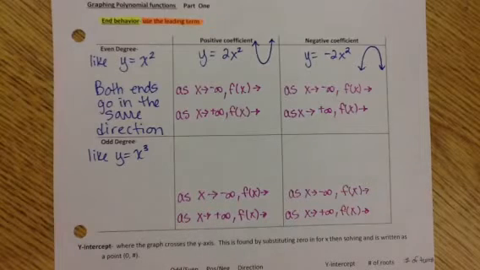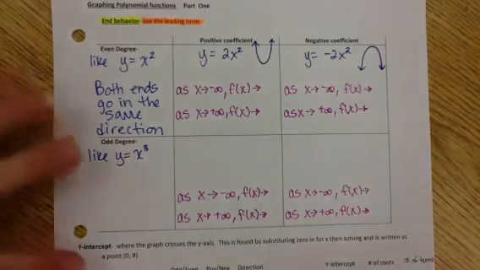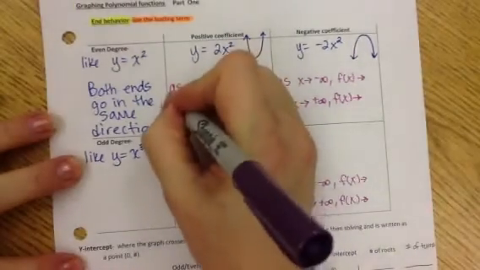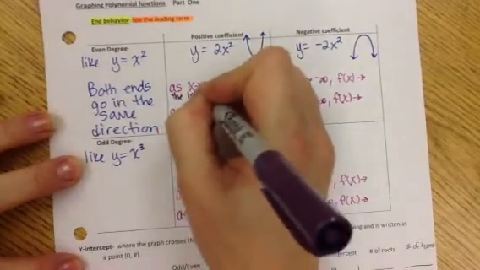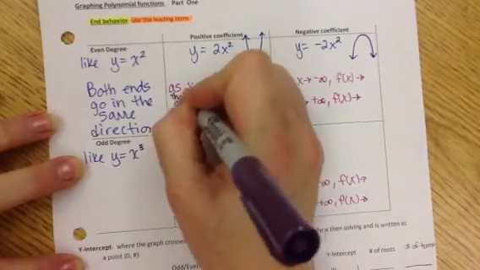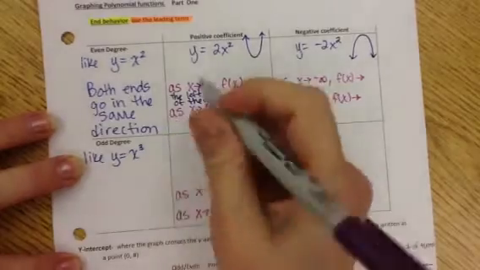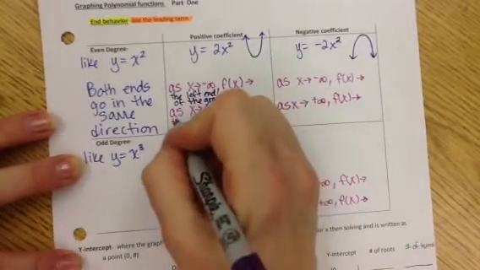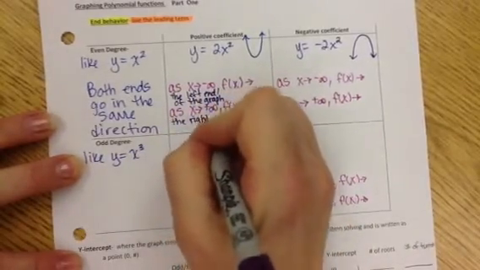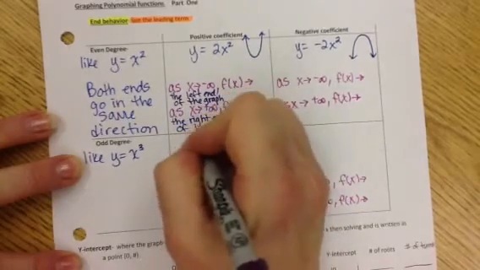Each time that I write as x goes to negative infinity, what I mean by that is the left end of the graph. And each time I write as x goes to positive infinity, what I mean by that is the right end of the graph.